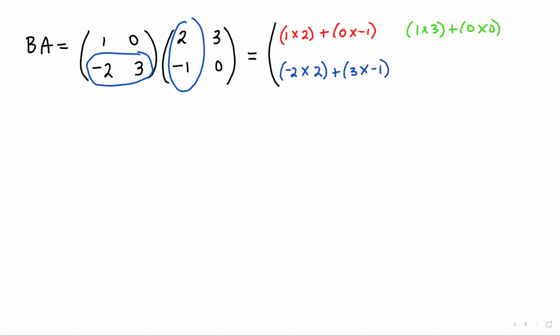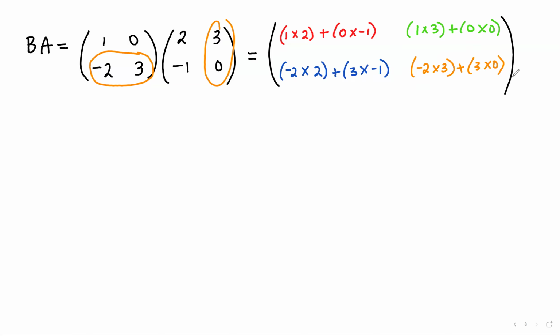And then finally, you have still row 2, but you're going to be looking at column 2. So that's row 2, column 2. So this would be negative 2 times 3 plus 3 times 0. Right? And now let's work out each of those individual ones.